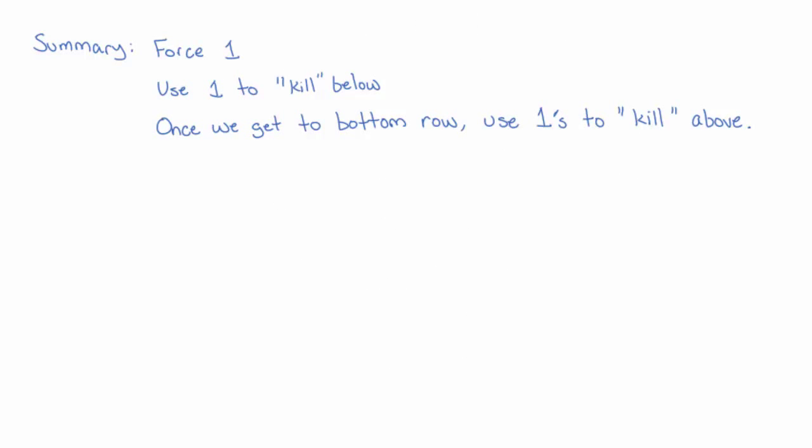All right. So in summary, what we're going to do is force ones in the first non-zero element of each row. Use that one to kill everything below in that column. And then once we're done doing that for every row, we use those ones to start killing above. So let's go ahead and make up an example. Every time I make up an example, bad things can happen, but I'm okay with that.